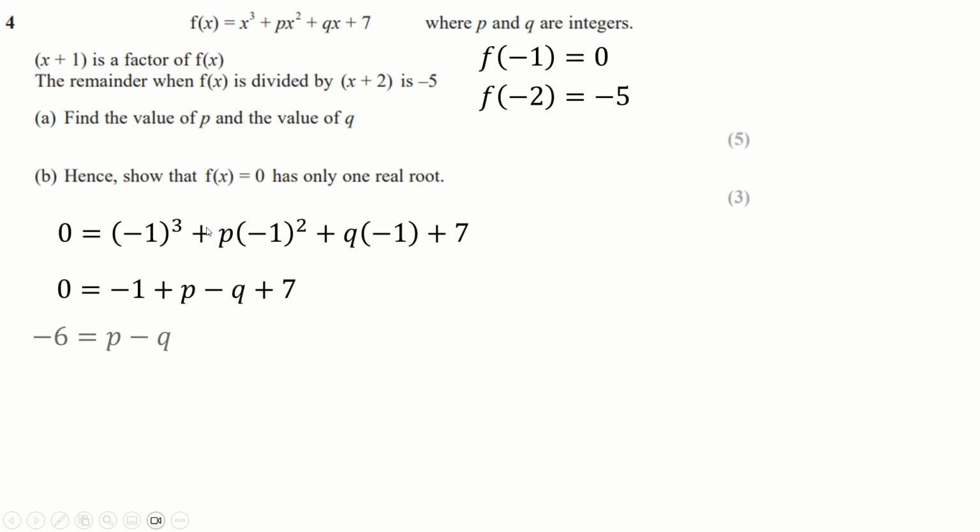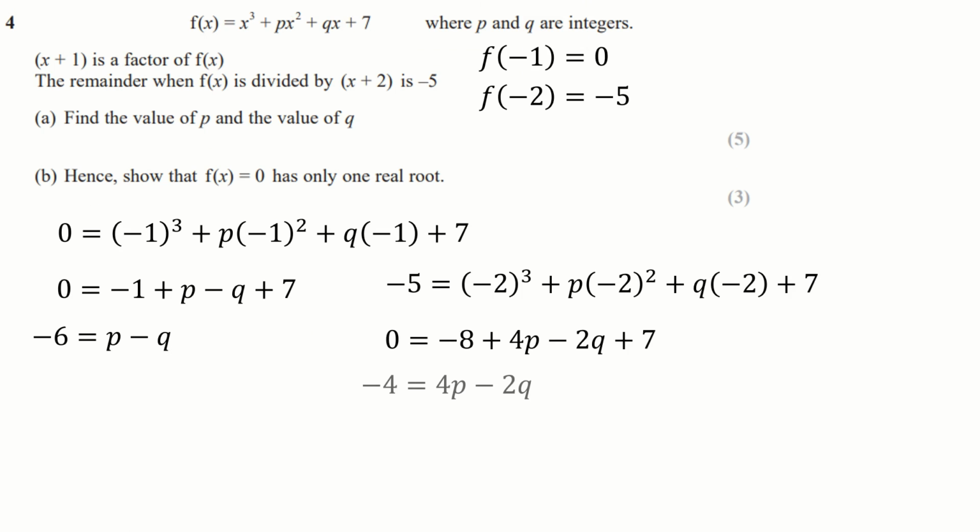When we clean everything up, we'll end up with 2 expressions, which look like this and this. If you double this one to get minus 12 equals 2p minus 2q, and then do this minus this, you'll end up with positive 8 equals 2p, because it will be minus 4 minus 12 is positive 8. The q's will go away, and then 4p minus 2p is 2p, and then you end up with p is 4, which you can put back into here to work out q is 10.